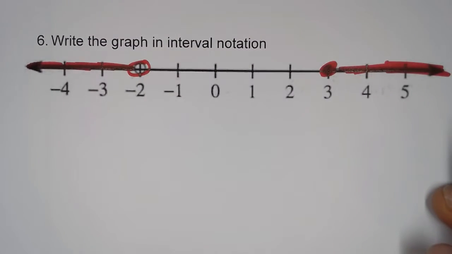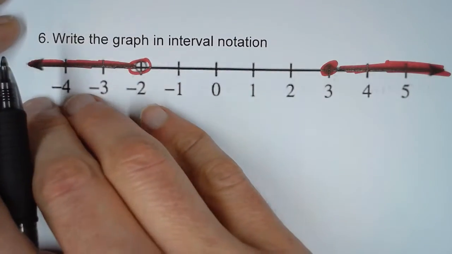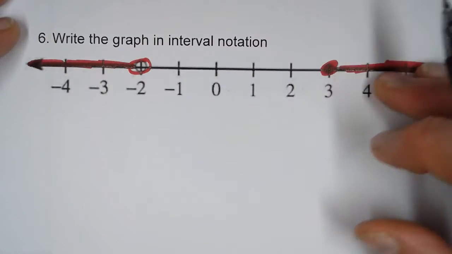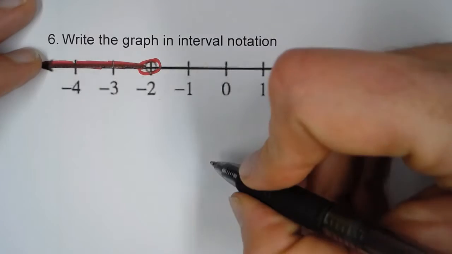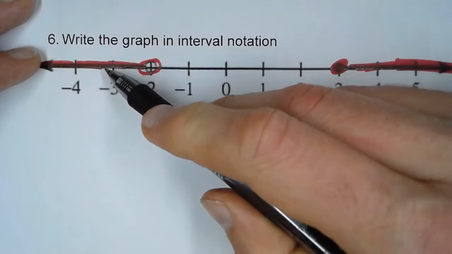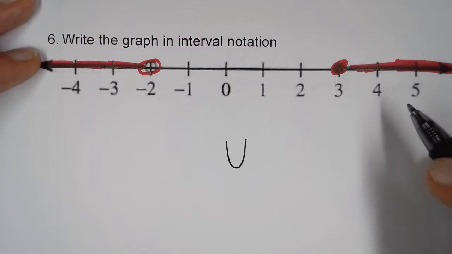Number 6. Now here we have 2 parts. So we have to write an interval for this and an interval for that. But we have to treat this all as one thing. And so the way we do that is we put a U symbol. A U symbol means we either count it here or here. U is the symbol for union.